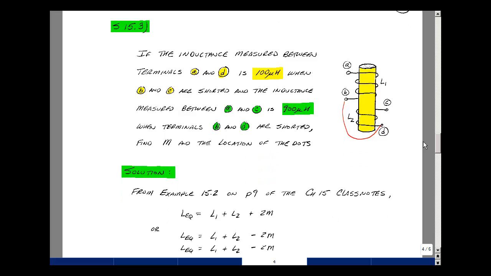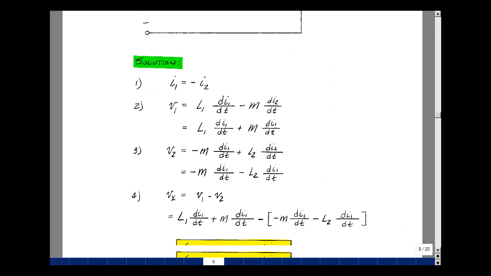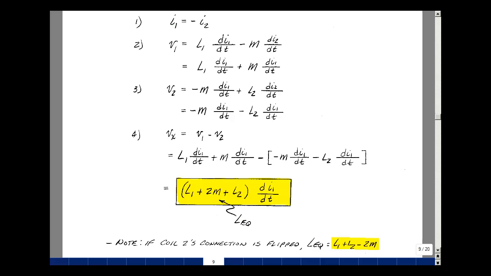Let's go back to the class notes on page 9. We did a similar problem where we found the inductance looking into this series combination of inductors where we had a dot and then the next connection connected the dot again. Then we found that the inductance looking in was the sum of L1 and L2 plus twice the mutual inductance. And if you flip the dots on one of those coils, you get a minus sign. So we're supposed to use that in solving for M.